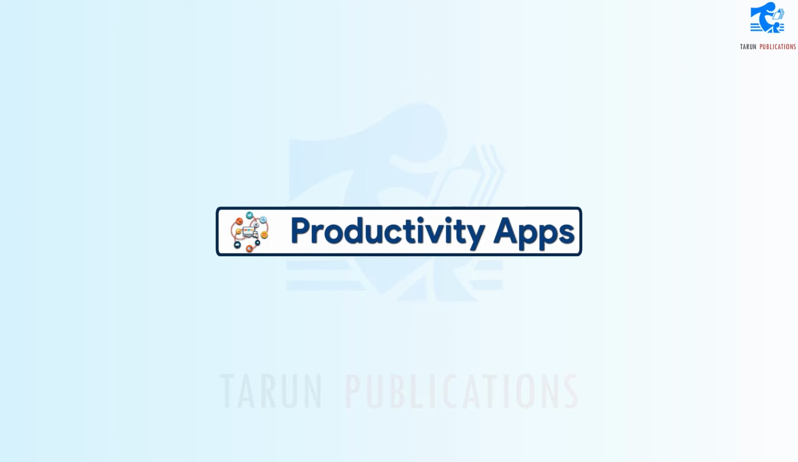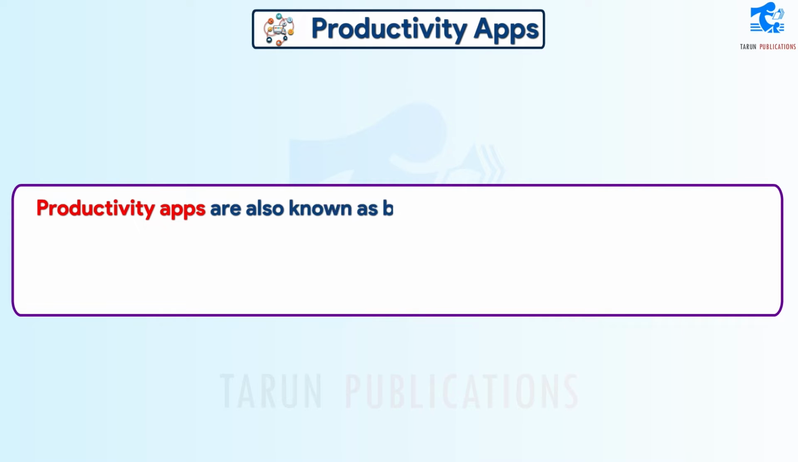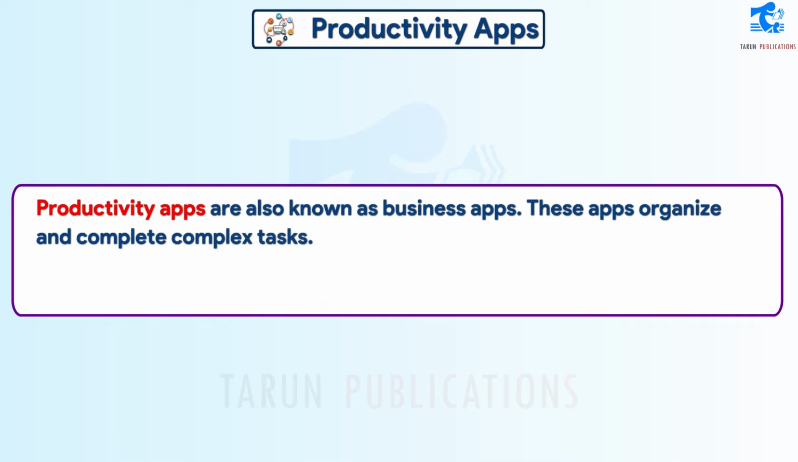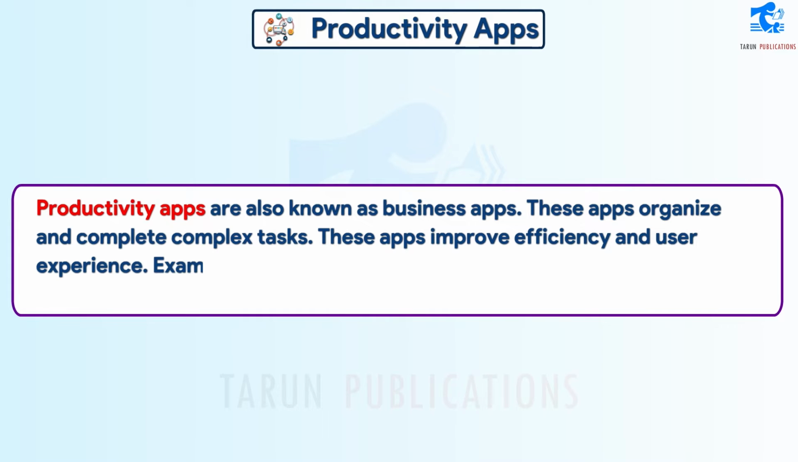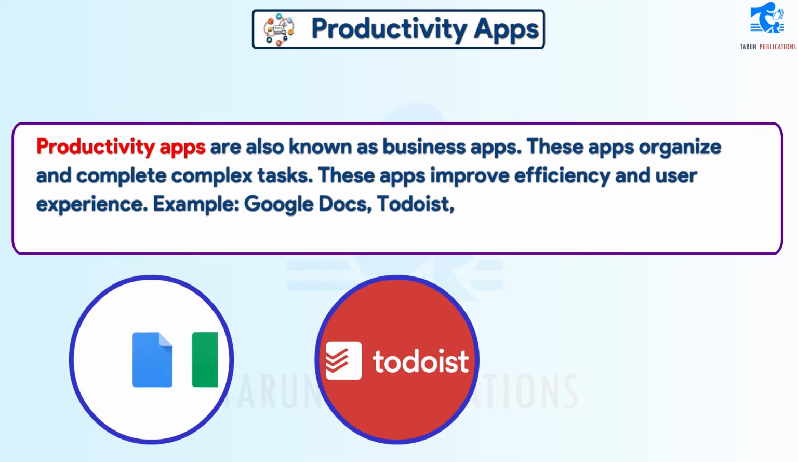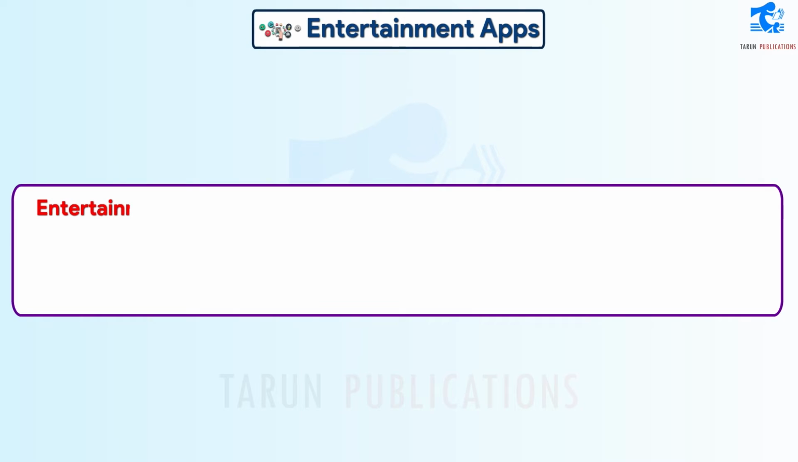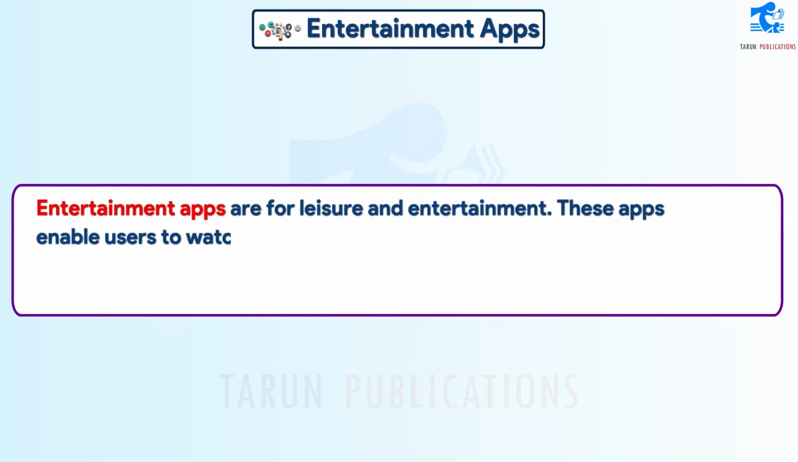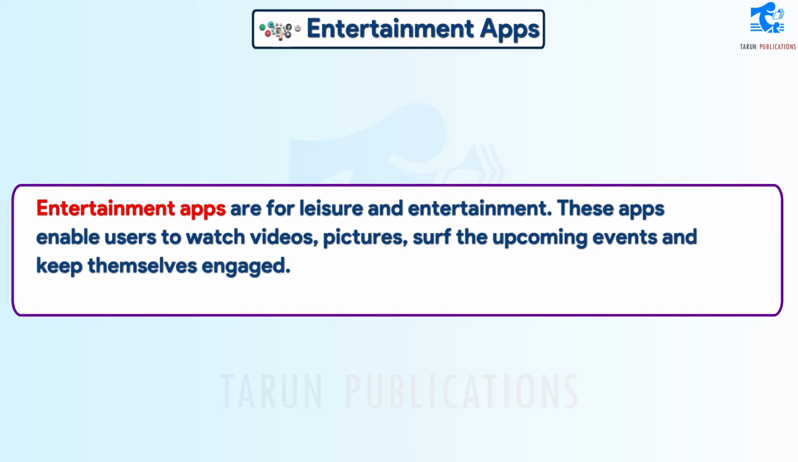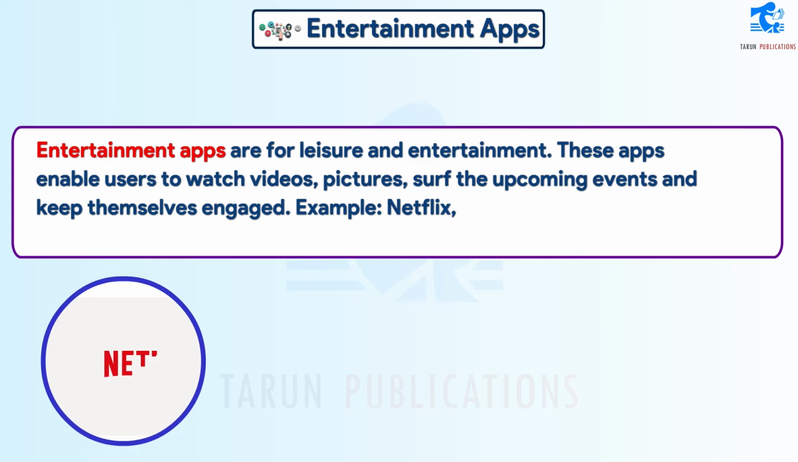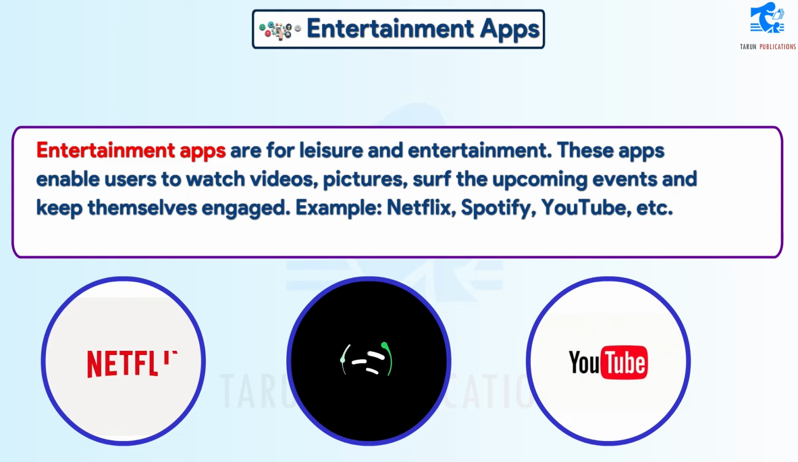Productivity apps. Productivity apps are also known as business apps. These apps organize and complete complex tasks. These apps improve efficiency and user experience. Example: Google Docs, Todoist, ClickUp, etc. Entertainment apps. Entertainment apps are for leisure and entertainment. These apps enable users to watch videos, pictures, surf the upcoming events, and keep themselves engaged. Example: Netflix, Spotify, YouTube, etc.